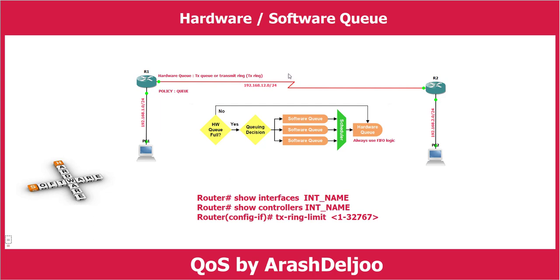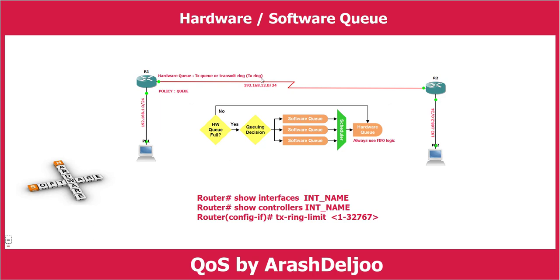All of them can be used instead of hardware queue, but in most cases when we are talking about this queue, we call it hardware queue. But when we are using commands, for example configuration of the hardware queue or verification of hardware queue, we will use TX ring. Actually, in conversation we say hardware queue. In IOS or in the CLI we call it TX ring, but you can say TX queue or transmit ring. All of them are acceptable.